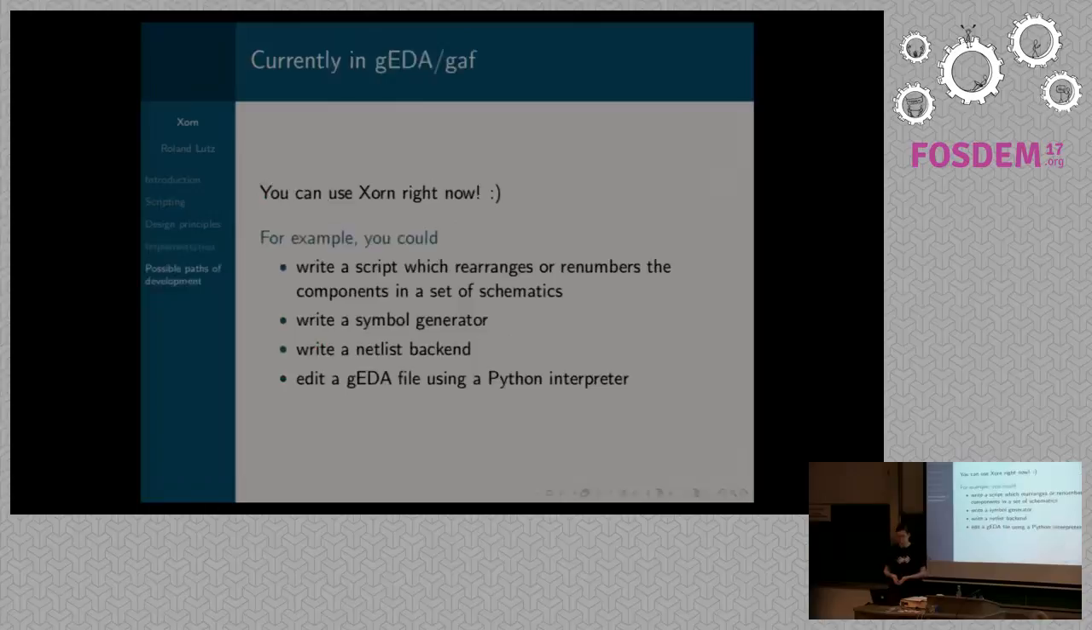So if you're using gEDA/gaf, you can use Xorn right now, for example, for writing scripts which manipulate schematics, or writing a netlist backend. The most important restriction on this is gschem does not use the new libraries yet. So you can't manipulate the objects loaded into the editor. But you could, in theory, use a Python interpreter to edit a schematic file. You just wouldn't see what you're doing.